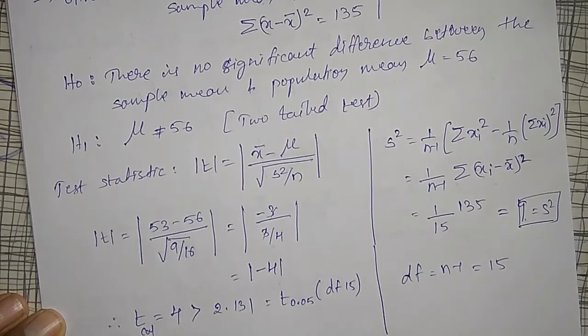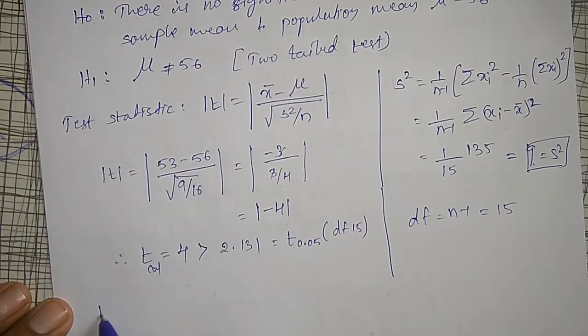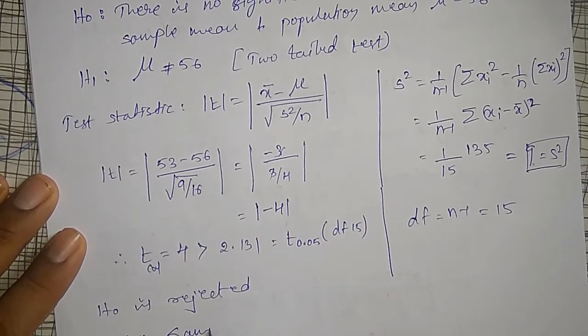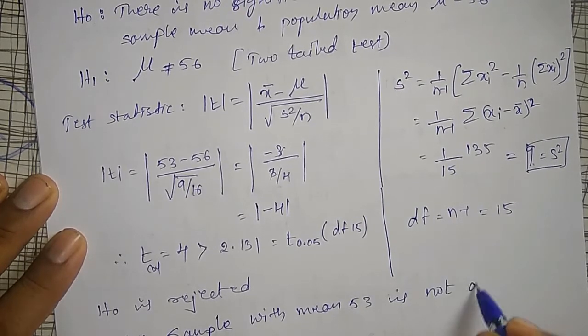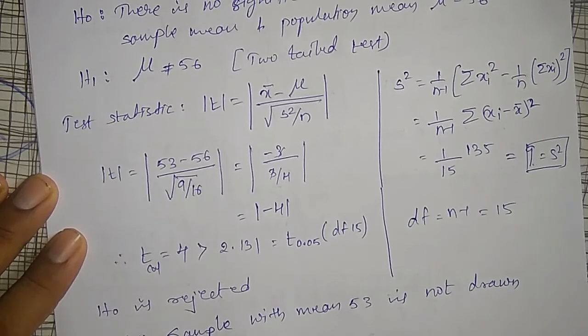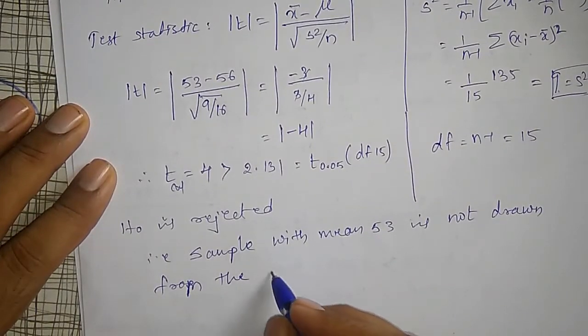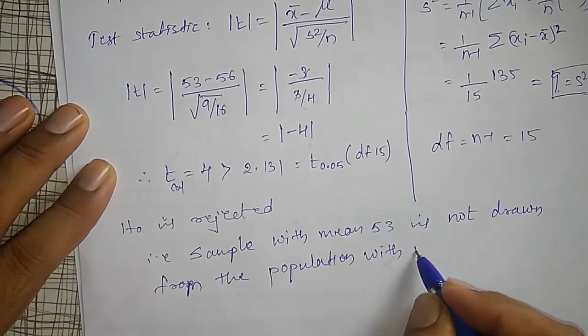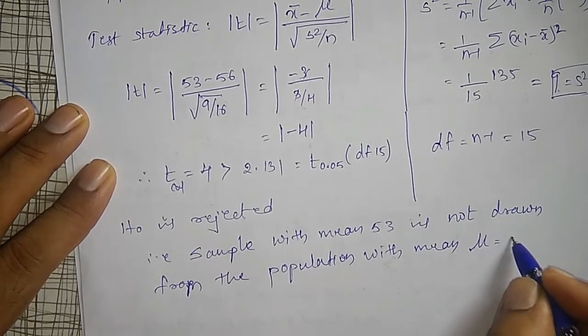Therefore, the calculated value is greater than 2.131. Therefore, H naught is rejected here. That is, the sample with mean 53 is not drawn from the population with mean mu equal to 56.